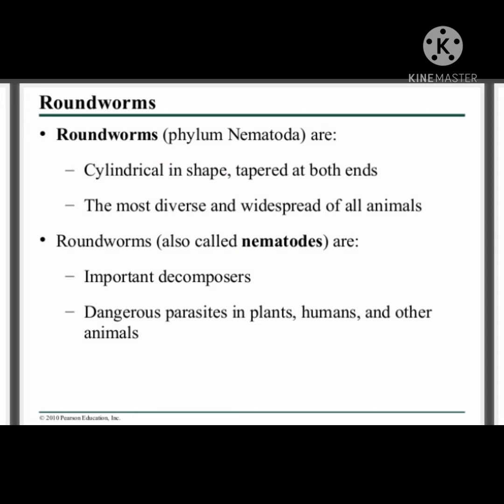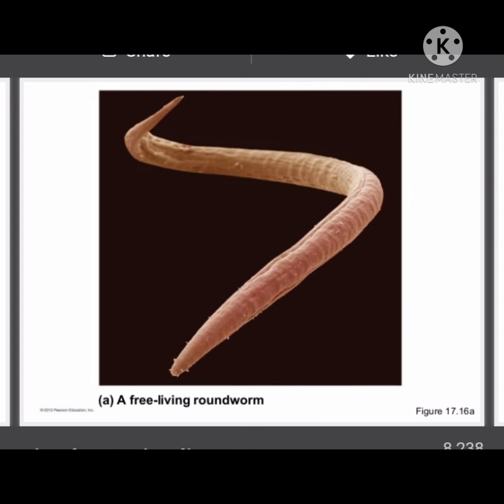Next is the phylum Nematoda. These are animals with an unsegmented, round or tube-like body. These are also triploblastic animals. The alimentary canal is incomplete. The excretory system consists of protonephridia. Examples: roundworm, pinworm, filarial worm, etc.